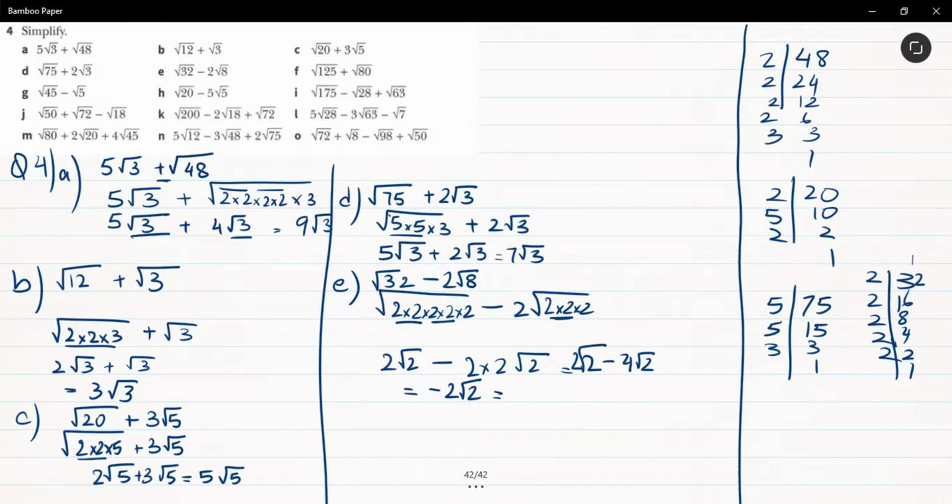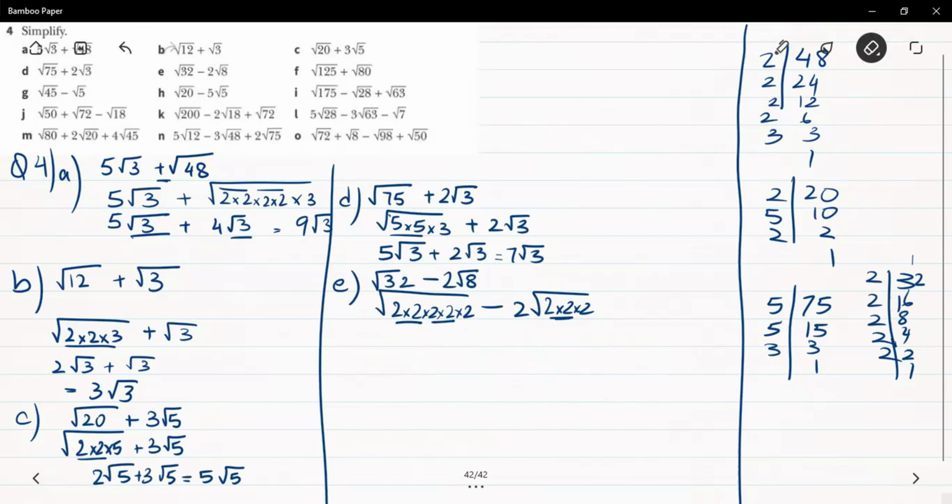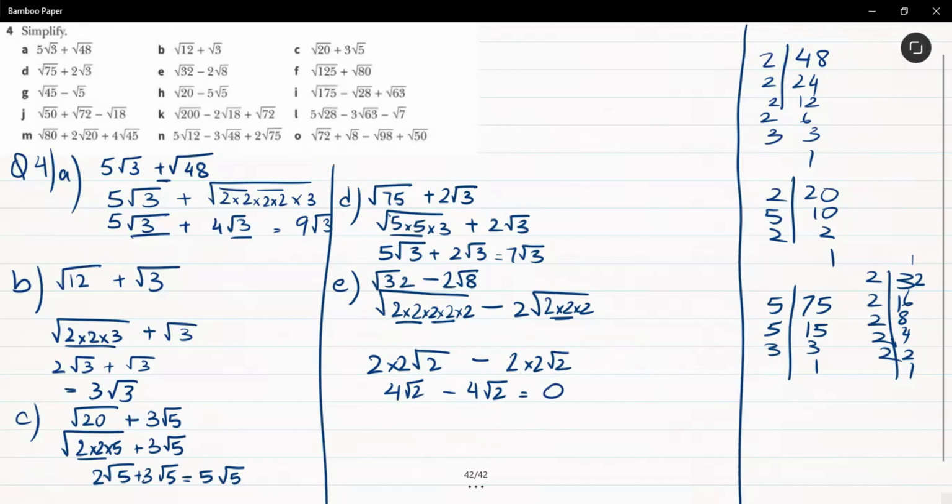In fact, wait a second. I think I made a mistake. Oh, yes, I made a mistake. Sorry, my bad. Thing is, I confused this. I made 2 pairs out here, so that would be 2 × 2√2, sorry. Minus, again a pair here, so 2 × 2√2. And I would get 4√2 − 4√2, which would give me what? 0. And that would be our answer for part E.